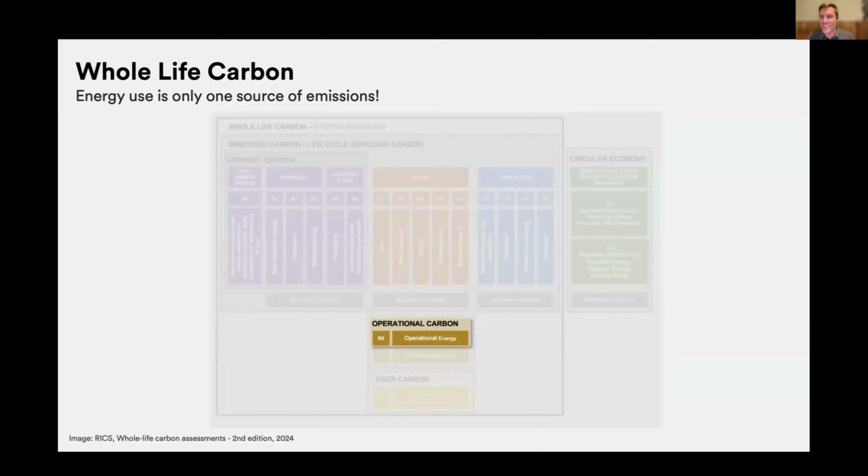All of the attention that we've seen on things like the 2030 commitment or the decarbonization pathways that get the most attention now are this small section of this large source of emissions we see in a building.